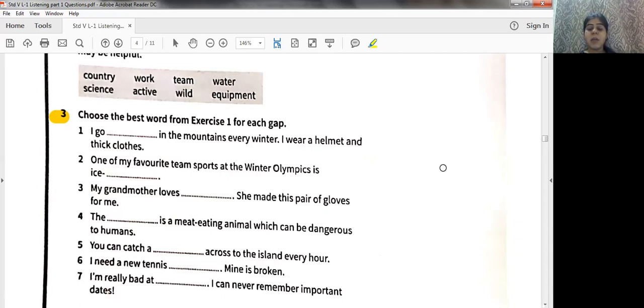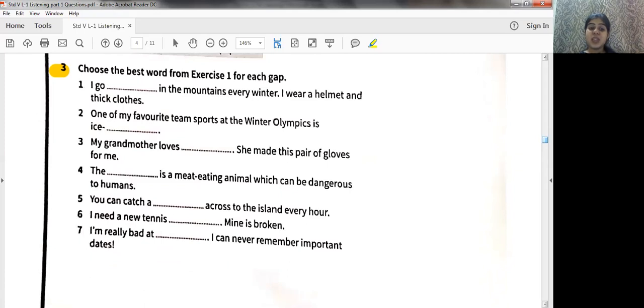And last, I'm really bad at dash. I can never remember important dates. Okay, this is the problem. So, I'll give you a hint. It is related to subject. So it is history. I'm really bad because in history we study about dates, right? Suppose India got independence in 1947. So you have several dates which you have to remember. So it is history. Seventh answer is history.